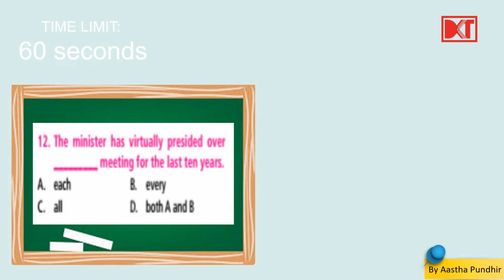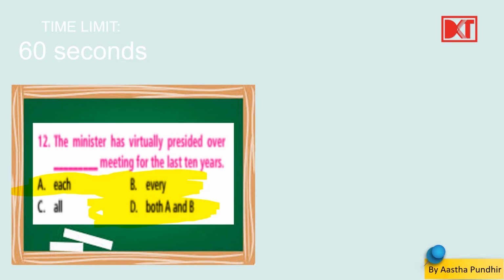Okay, here we have: the minister has virtually presided over dash meeting for the last 10 years. Each meeting, every meeting, all meeting, or both A and B. So here again we are using distributives. So we can use each as well and we can use every as well. Each meeting for the last 10 years or every meeting for the last 10 years, both are correct. So the correct answer is D, both A and B.